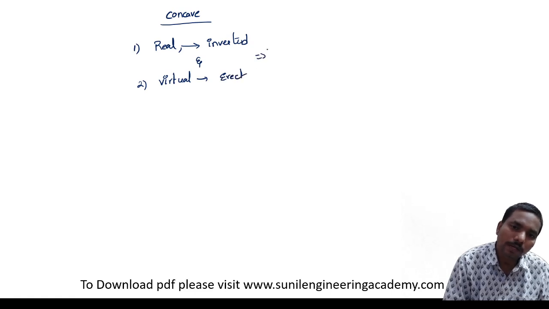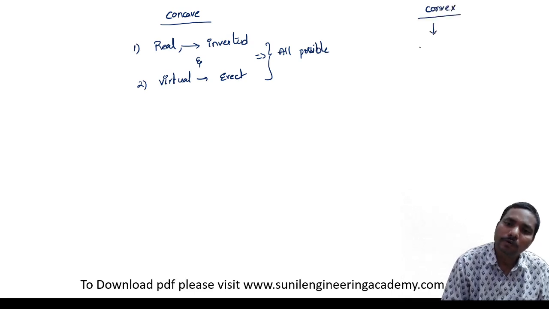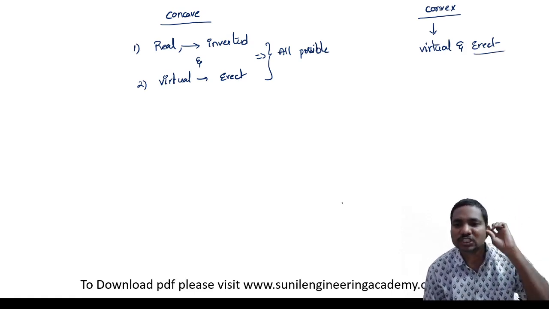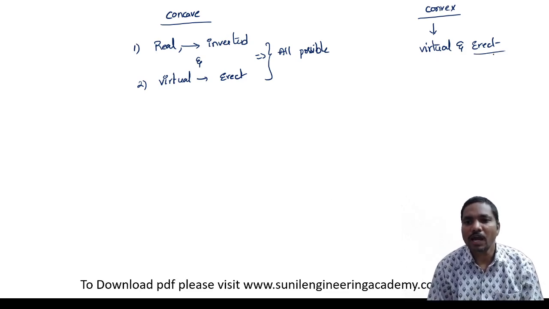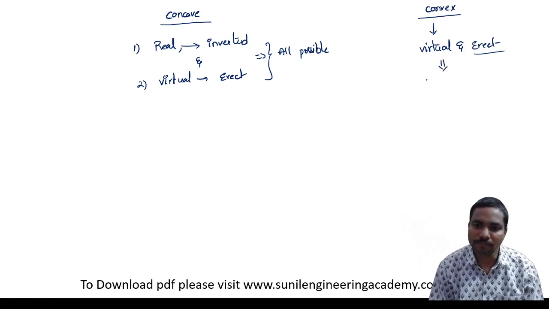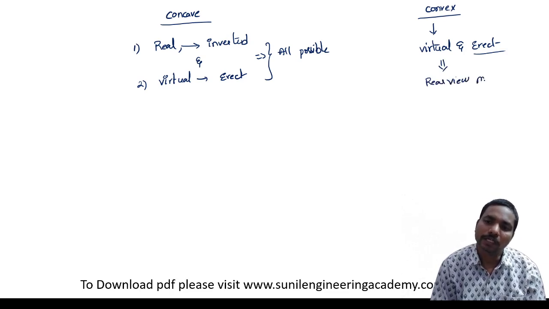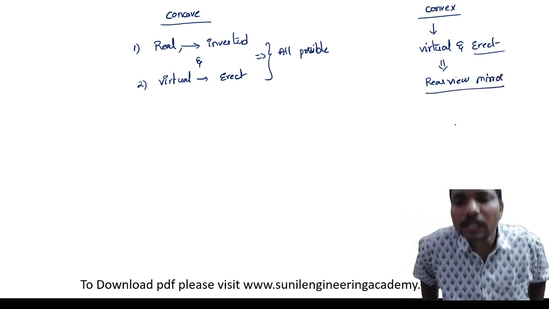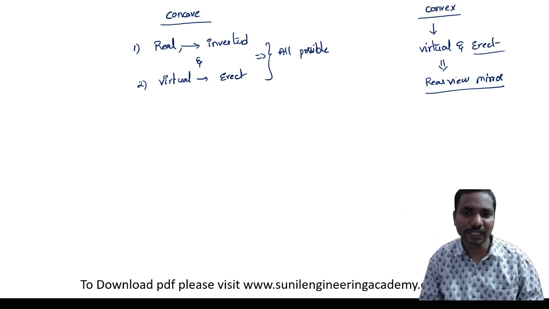And one more, in this concave, what are the possibilities? In the first 5 cases all the images are real, all real will be inverted. And we have the second possibility, last case, virtual and erect. So all are possible, correct? But in case of convex, only we have virtual and erect. Erect means, I have given in detail in the previous session. Try to watch that one also. So in the convex, we have virtual and erect. So wherever we require virtual and erect, we use the rear view mirrors. That is another reason we are using convex in rear view mirrors. All of you clear the applications?